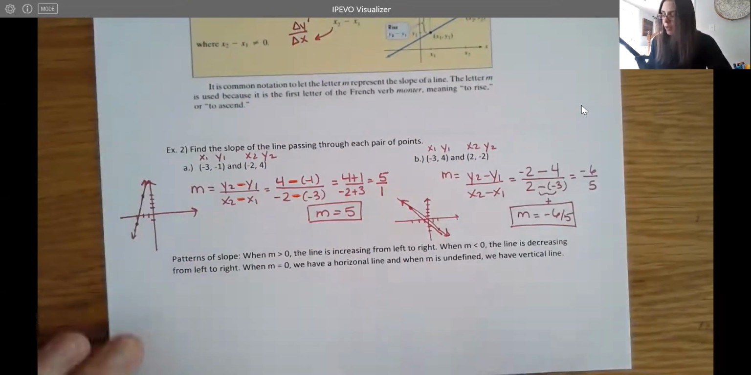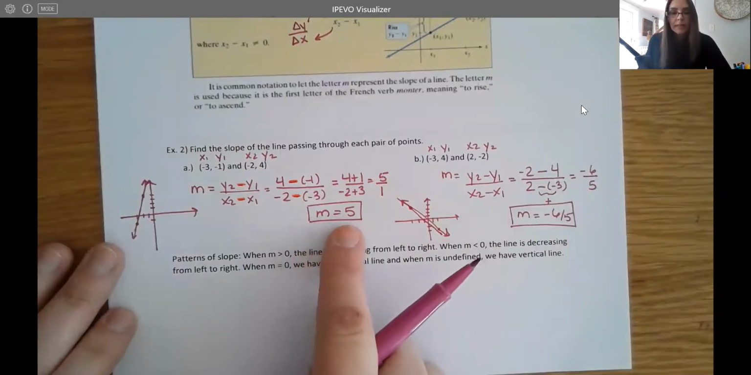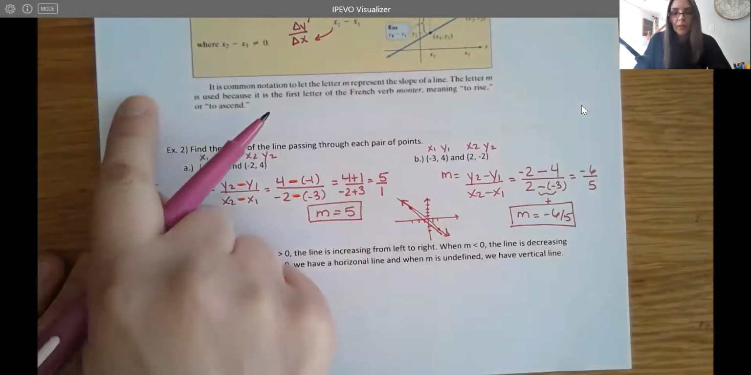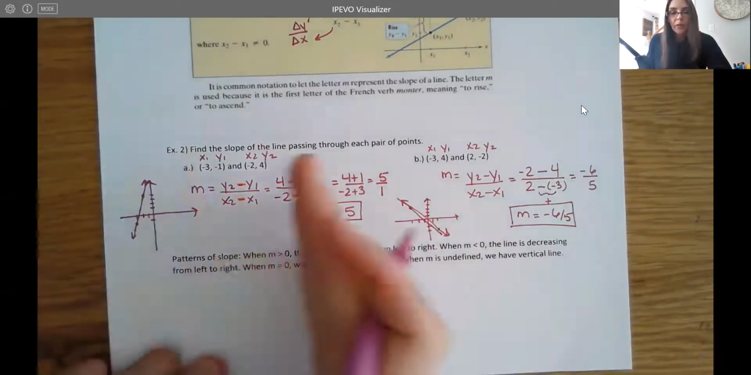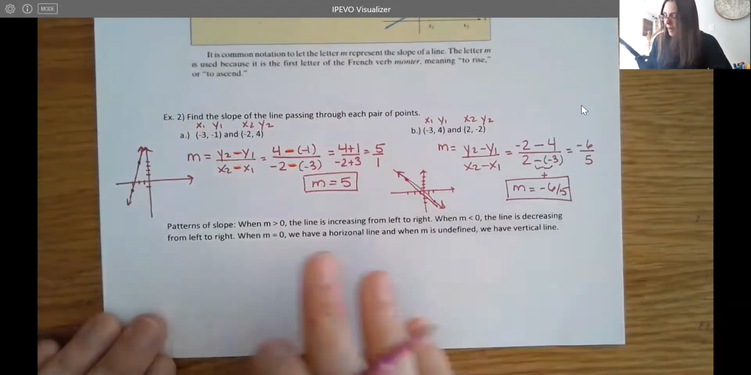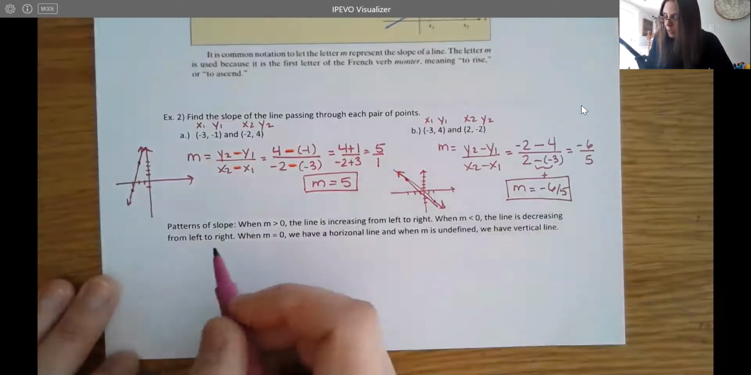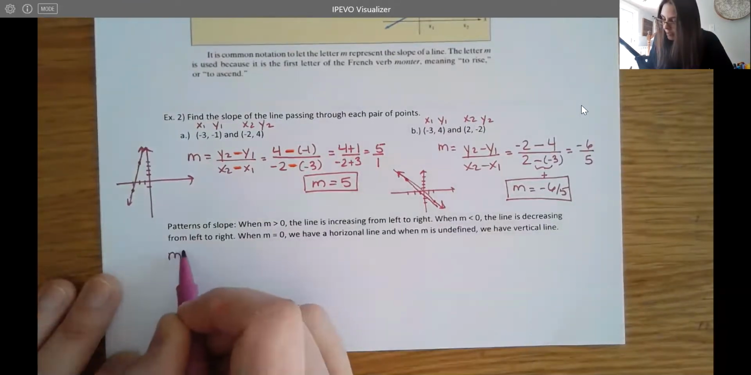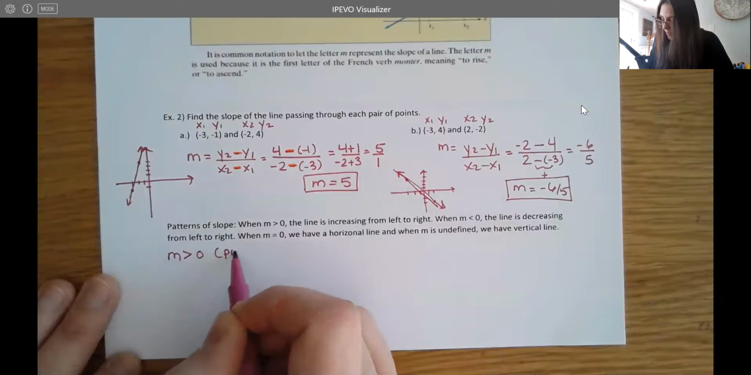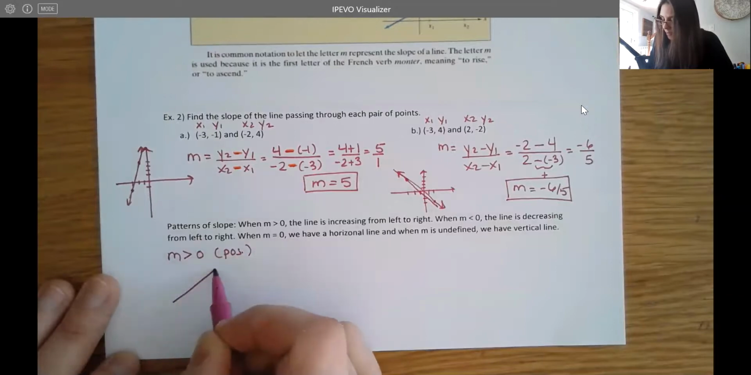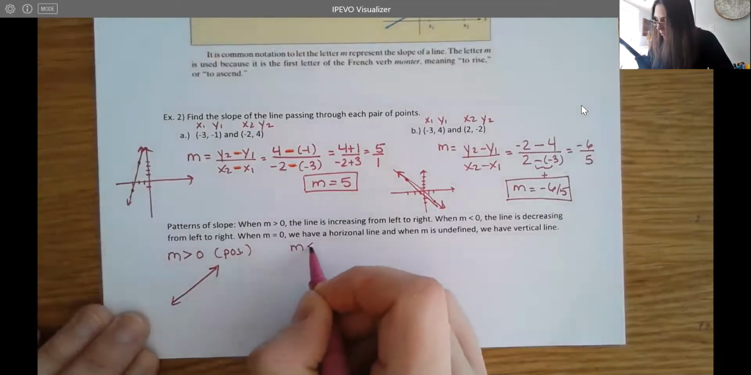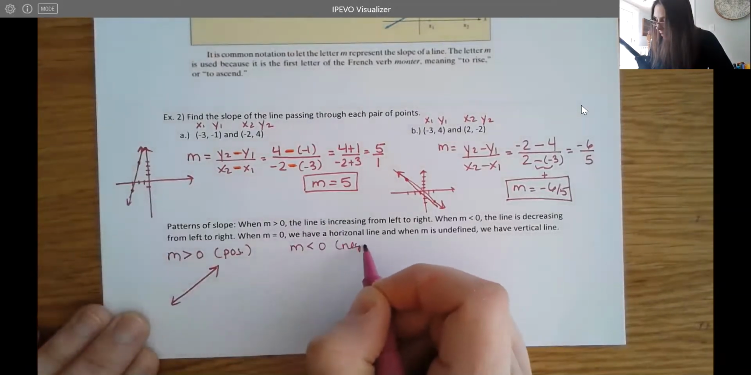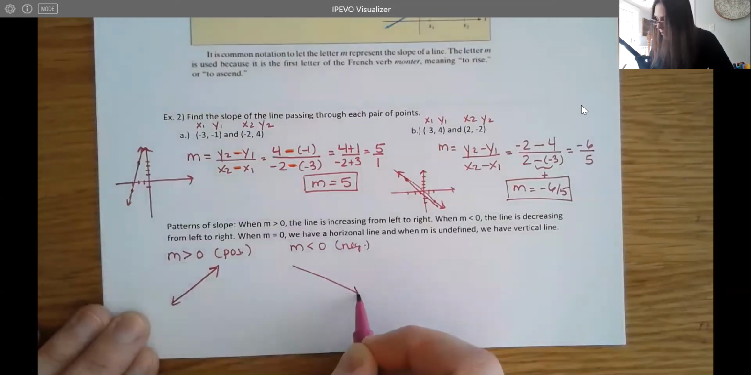The other thing you're going to notice is that when your slope is positive, you have an increasing line. And when your slope is negative, you have a decreasing line. And we always read graphs from left to right. I have that summarized here for you. If your m is greater than 0, so it's positive, then your line is increasing somehow. It could be steeper or less steep, but it's still going up from left to right. If your slope is negative, then you're going to have some sort of decreasing graph.